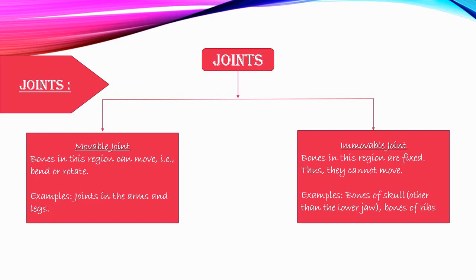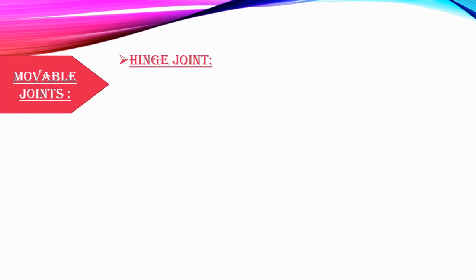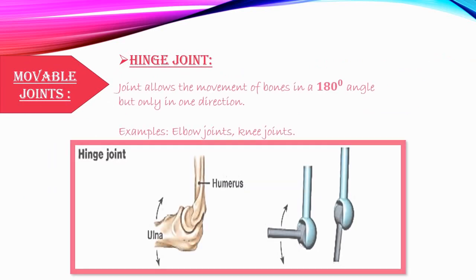Movable joints are further classified as hinge joint. This type of joint allows the movement of bones in a 180-degree angle, but only in one direction. For example, elbow joints, knee joints.